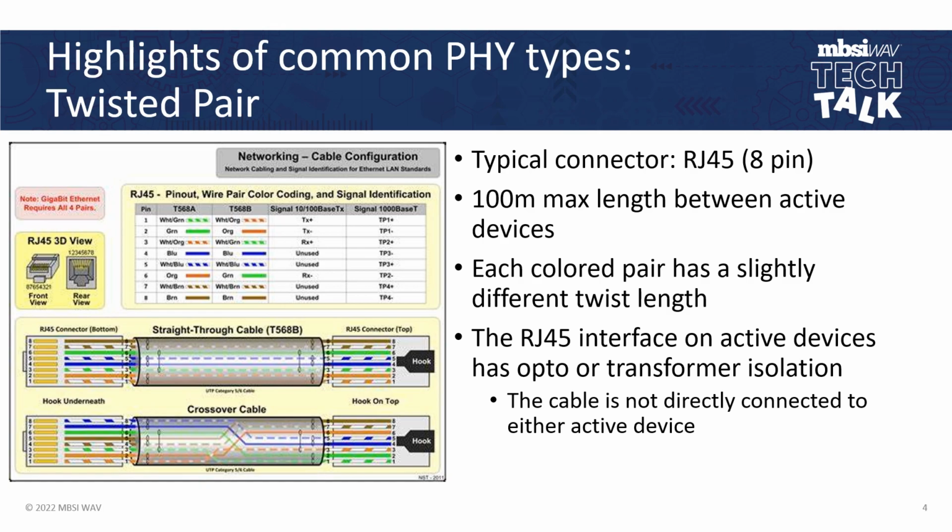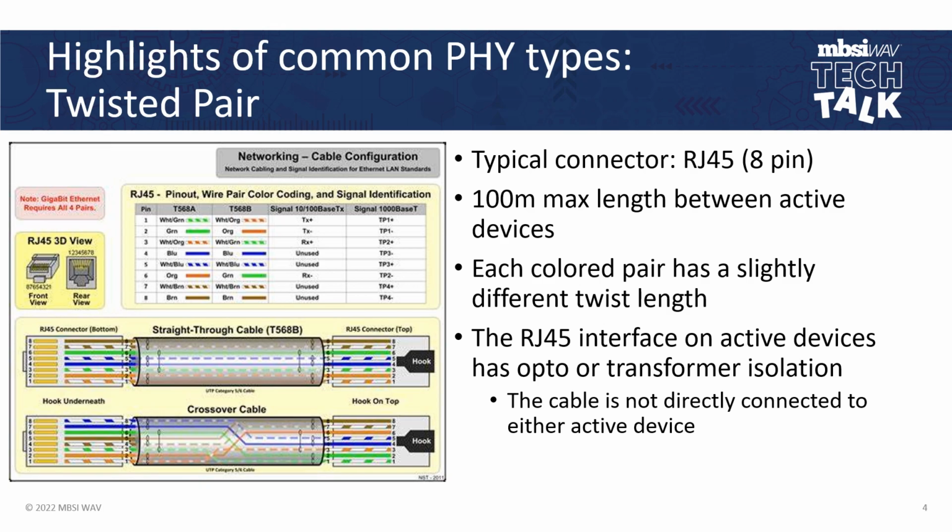That has to do with how fast the signal travels down the cable. It has to do with timing. Each color pair has a slightly different twist length, meaning that the twists are not all uniform within this cable. So there are pairs with a very tight twist, and there are pairs with a relatively loose twist.